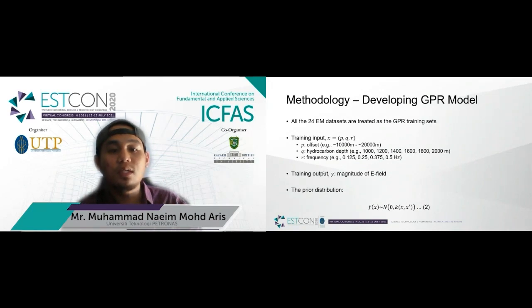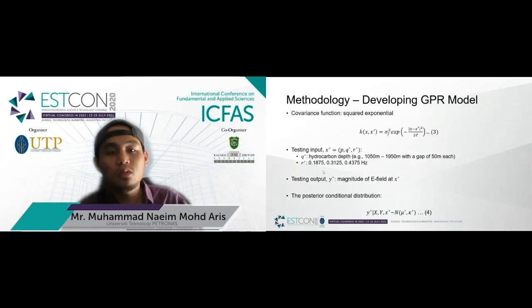So equation 2 is the prior distribution. We use the squared exponential as the covariance function as expressed in equation 3. The idea of using a GPR model is to evaluate EM responses at testing input, at unobserved input. Our unobserved input is denoted as Q star and R star. Q star is the unobserved hydrocarbon depth. R star is the unobserved frequency. Y star represents the magnitude of the E field at the X star. Equation 4 is the posterior conditional distribution.